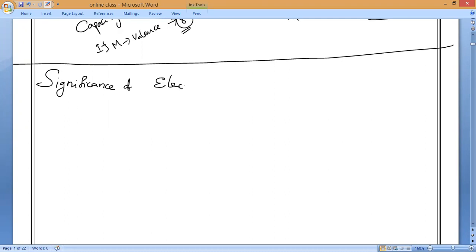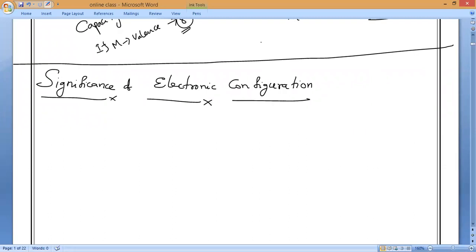Significance of electronic configuration. So why should we know electronic configuration? Because electronic configuration will give a lot of information about the atom. So let us discuss what that information is, and how to use this for analyzing the properties of an atom. That is all we'll discuss now.